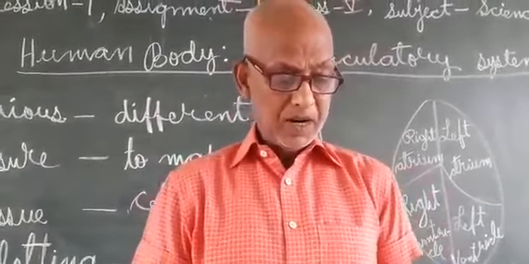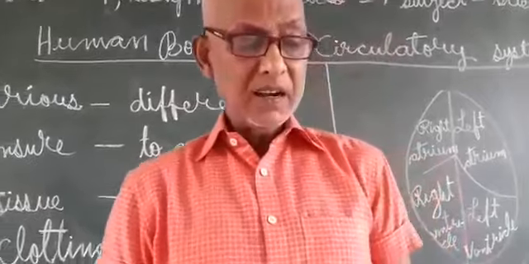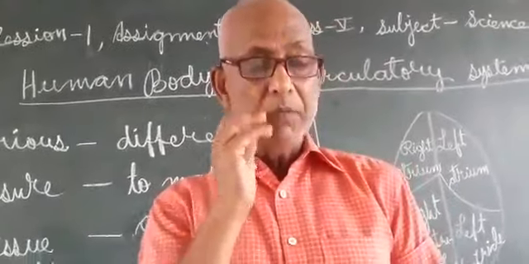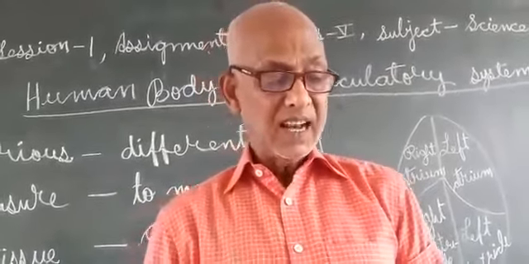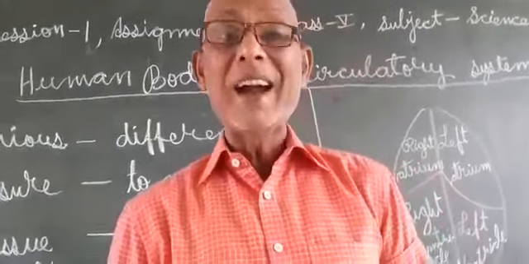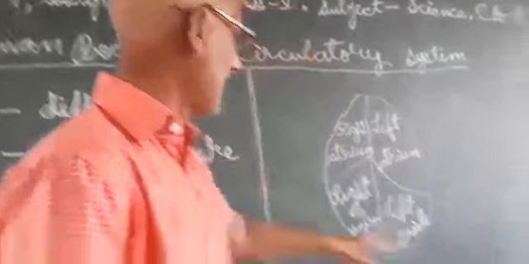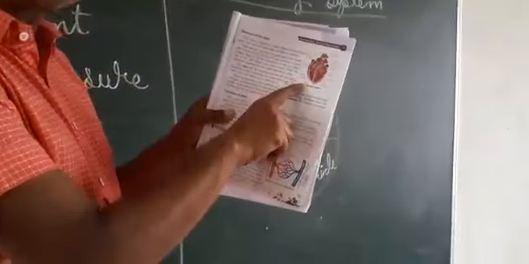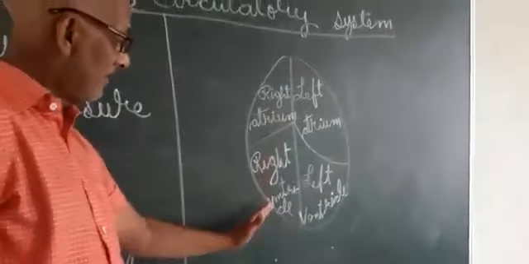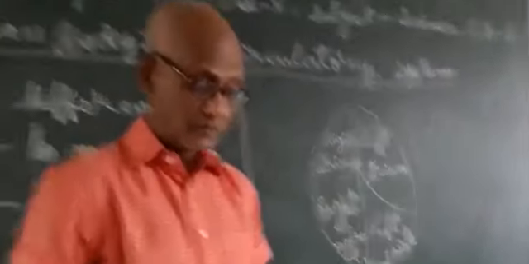The two chambers, the atria, are the chambers that fill with blood returning to the heart from the body and lungs. The heart has a left atrium and a right atrium. The two chambers on the bottom are called ventricles. I have shown in your diagram also, and in your book also you have right atrium, left atrium, right ventricle, left ventricle. Here I have shown you on the board the right ventricle and left ventricle.